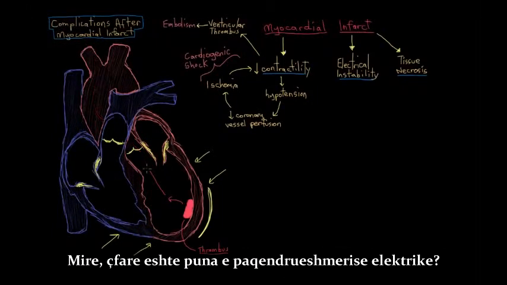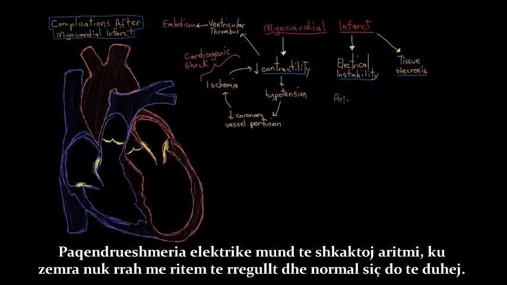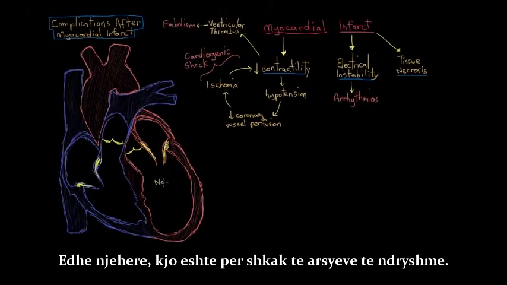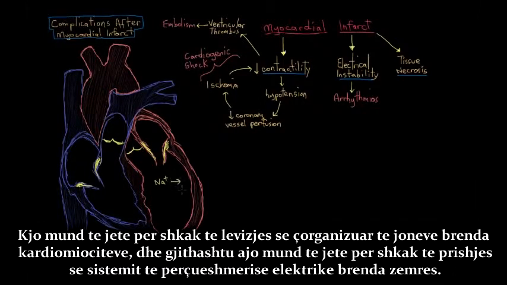Alright, what about this electrical instability over here? Well, the electrical instability can cause arrhythmias, which is when your heart doesn't beat with a normal, regular rhythm like it's supposed to. And again, that's due to a combination of things. It's due to disorganized ion movement within the cardiomyocytes, and it could also be due to a disrupted electrical conduction system within the heart.